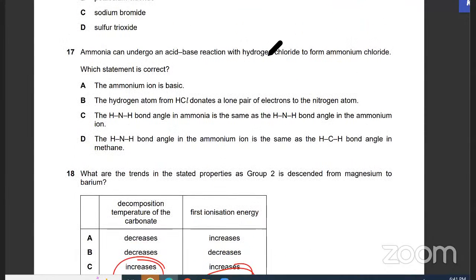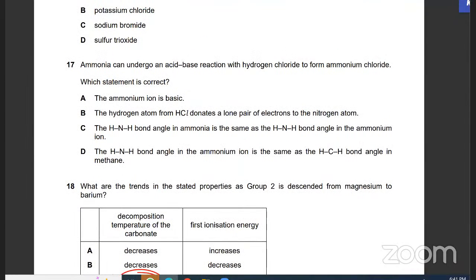Ammonia can undergo an acid-base reaction with hydrogen chloride to form... This is the reaction. Ammonia reacts with hydrogen chloride, and it's going to form a salt, which is ammonium chloride. Now, which statement? The ammonium ion is basic. Is it basic? Acidic. You remember ammonium ions already have H+ ions. Ammonium ions tend to lose H+ ions. So anything that loses H+ ions is acidic, not basic.